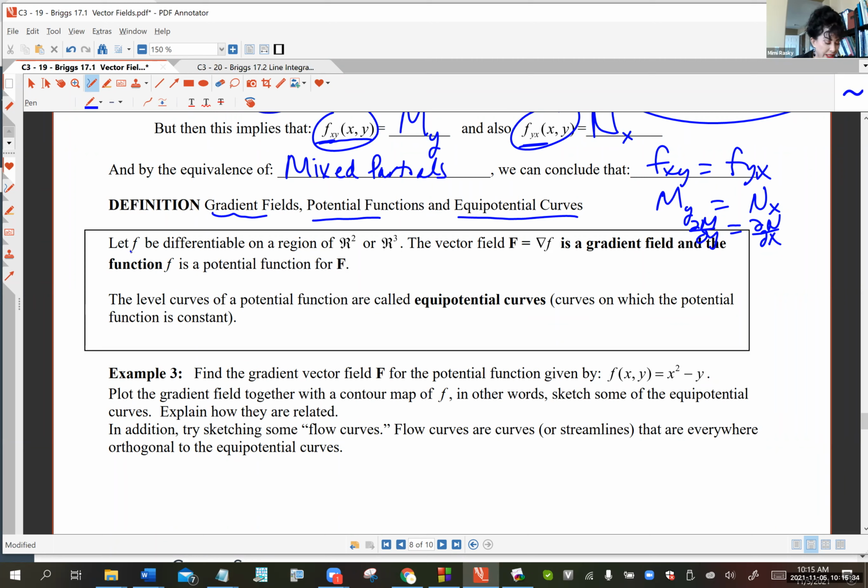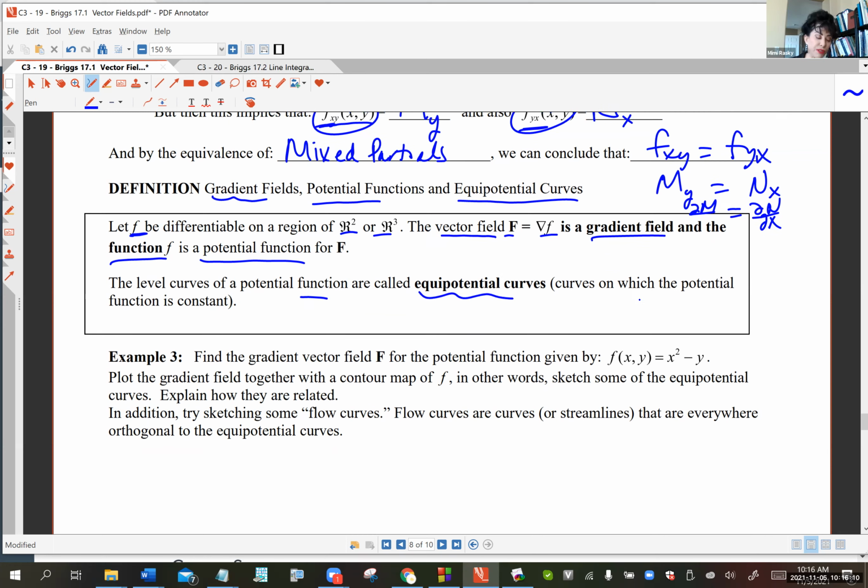So if you've got little f here, that's the potential function, and it's differentiable in either R2 or R3, 2D or 3D. The vector field given by F equals the gradient of the potential function f is called a gradient field, and the function f is known as the potential function for that vector field. Now, the level curves of that potential function, we did some graphing of those, have a special name. They're called equipotential curves, and those are the curves on which the potential function is constant.